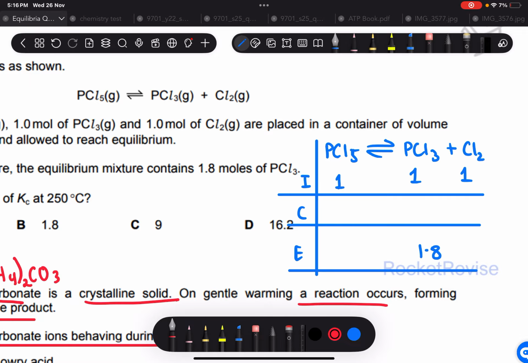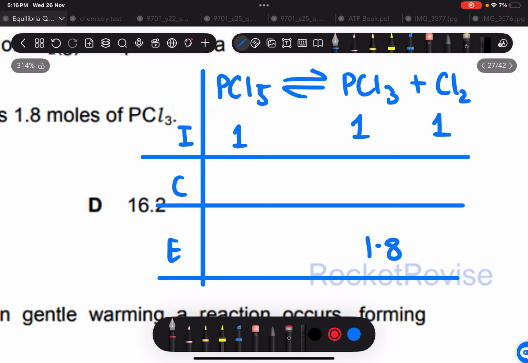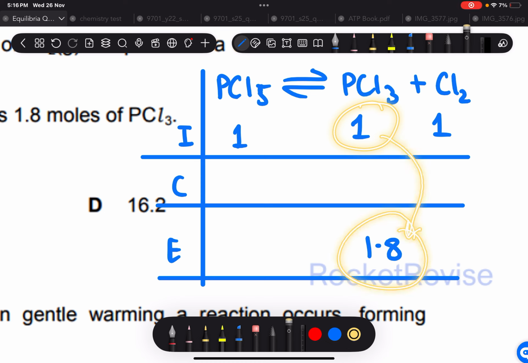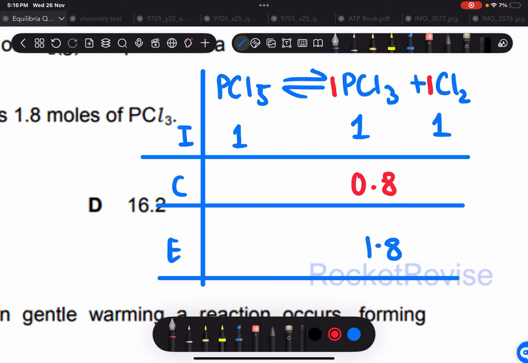Now from this we can figure out that the change in moles for PCl3 is 0.8, because initially it was 1, and now it's 1.8. That means 0.8 moles of PCl3 formed. If 0.8 moles of PCl3 formed, that means it's 1:1:1, so 0.8 moles of Cl2 also formed. There are going to be 1.8 moles of Cl2 as well, because you add this and this.